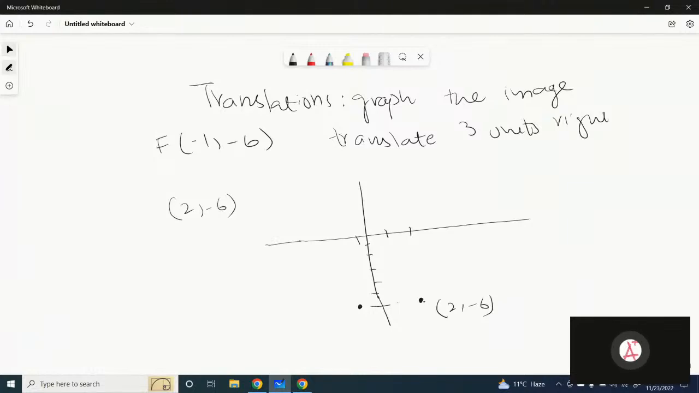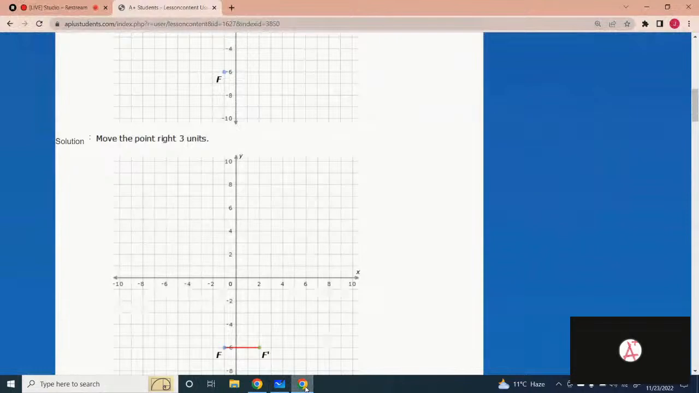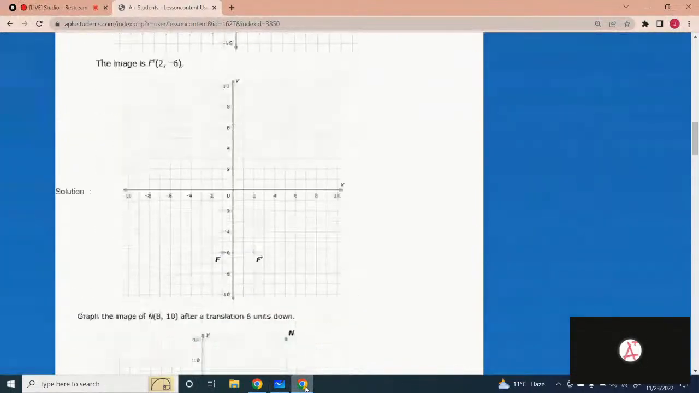To move right, you have to add 3 to the x-coordinate. And to move left, you have to subtract 3 from the x-coordinate. Got it. So you move 3 units right. That means you add 3 to the x-coordinate. Negative 1 plus 3 is 2. It would be 2 and negative 6. You have two ways to translate the image. One is to translate on the graph like I did here. The second is, since you moved 3 units right, you add 3 to the x-coordinate. So negative 1 plus 3 is 2. That means the new coordinates are 2 and negative 6. Got it?